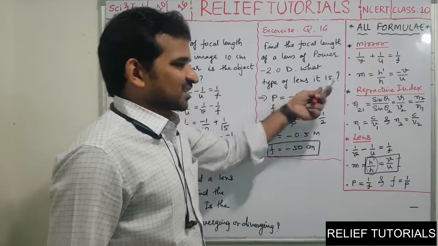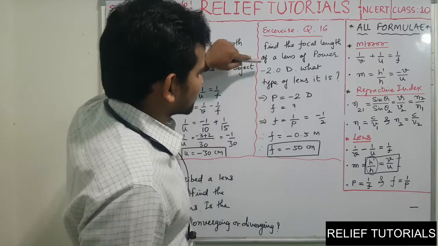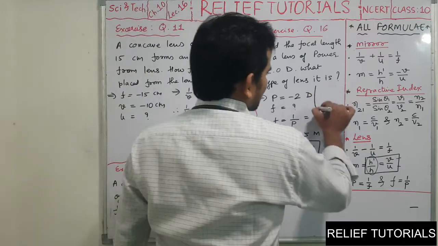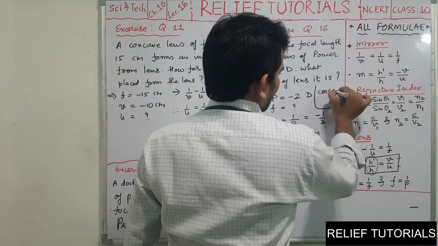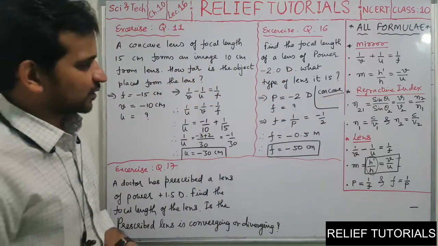What type of lens it is? I think that we can say from the power only, because power is negative. So power negative means that lens should be concave. Focal length also is negative, so that lens should be concave lens.